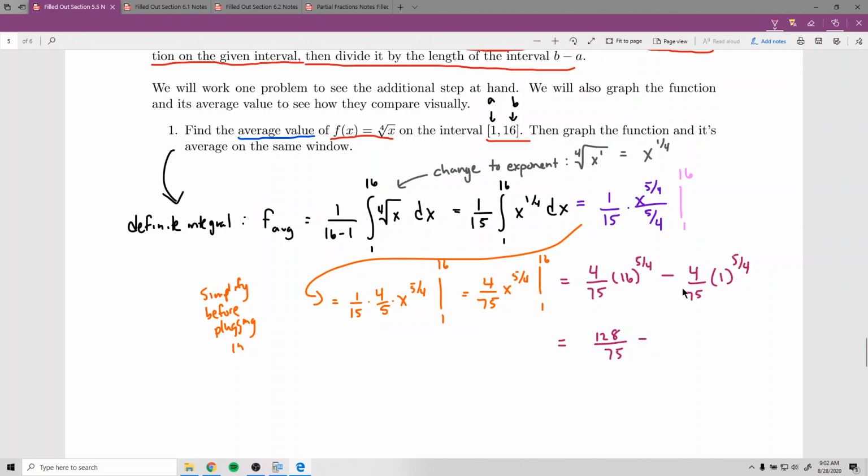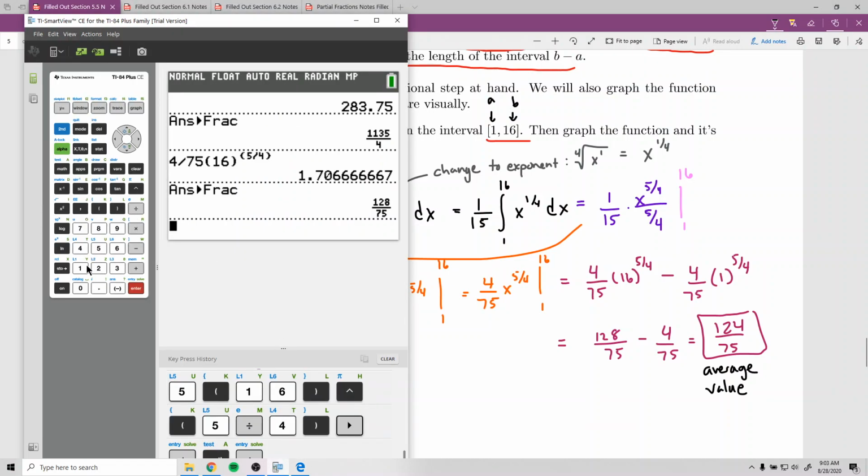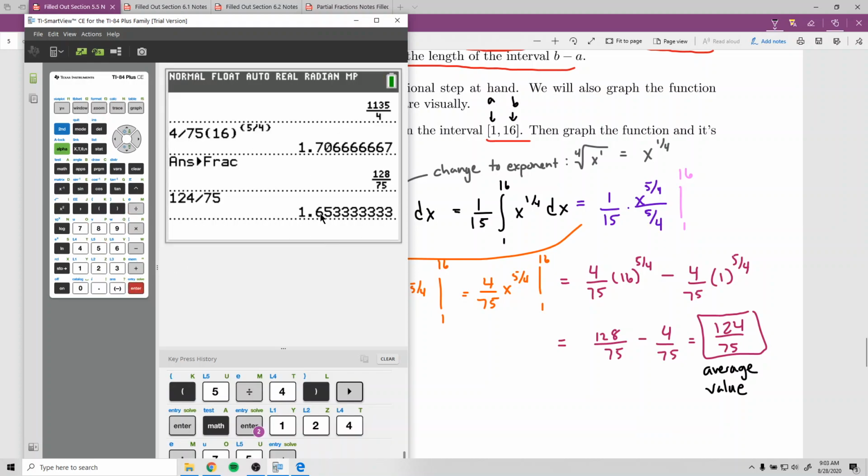And then this one we can at least do by hand because 1 to any power is 1. So this is just 4 over 75. And then 128 minus 4 is 124 over 75. So this is the average value. Right, that would be our answer. Now, what I'm going to do is just change that to a decimal so you can kind of see what the decimal is about. It's about 1.65.